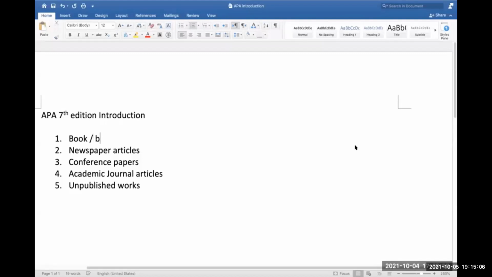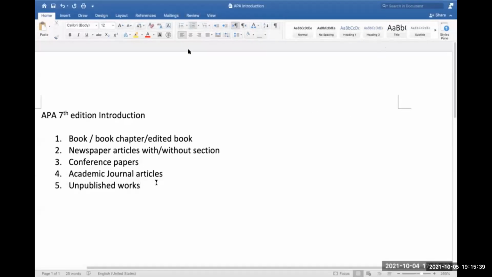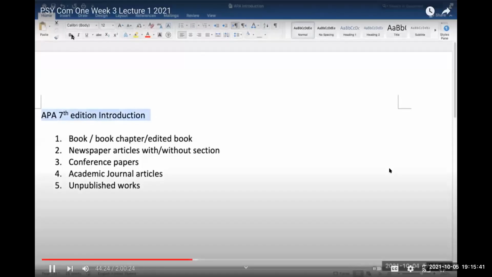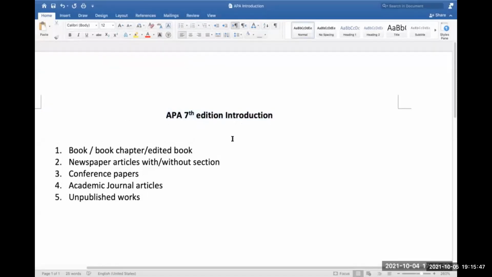So we have book, or we call it book chapter. And we also have edited book. You have newspaper articles with section or without section. We have conference papers, we have academic journals, we have unpublished works. All right, let's work with this for now. Are you seeing my screen? Yes, sir. All right, so this is just an introduction.